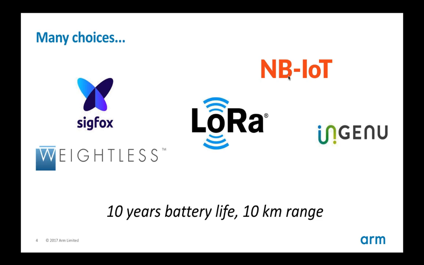Now, all of these technologies claim kind of the same thing, and that is 10 years of battery life and 10 kilometers of range, which sounds absolutely awesome. I mean, my phone has 10 kilometers of range, probably to a base station, maybe a little less, but it dies within a day. And my Bluetooth beacon has 10 years of battery life, but the range might be 10 meters and not 10 kilometers. So at first hand, this sounds like an amazing technology that combines the best of both worlds and is a perfect fit for the Internet of Things.